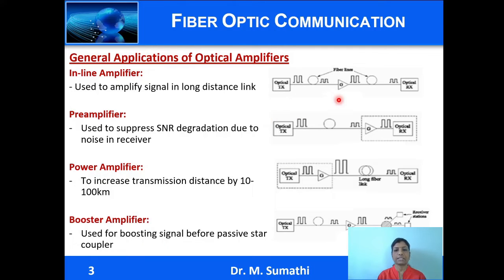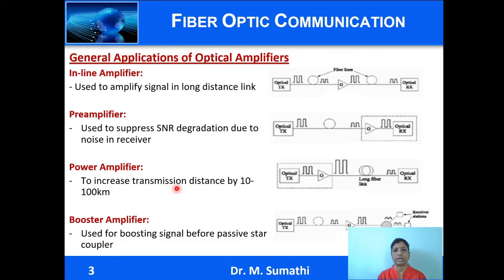First, we shall have a look at the general applications of optical amplifiers. In-line amplifiers. These in-line amplifiers are placed along the link of an optical fiber and they are used to boost the signal which has been attenuated as it propagated along the fiber, and this helps in long distance transmission. The next is the preamplifier. These amplifiers are placed just before the receiver and they amplify the weak signal that is received. The receiver introduces noise in the signal during the conversion of the optical signal into the electrical signal, and this causes degradation in signal to noise ratio. So the preamplifiers, by amplifying the signal, help to suppress the signal to noise ratio degradation in a receiver.